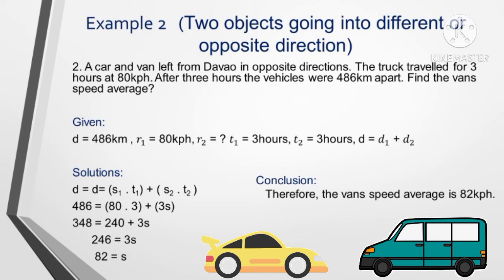So here are the solutions. D equals S1 times T1 plus S2 times T2. So, yung D natin is 486. So, 486 equals 80 times 3 plus 3S. And then, 486 equals 240 plus 3S. 246 equals 3S and 82 equals S. So, the conclusion: therefore, the van's average speed is 82 kilometers per hour.